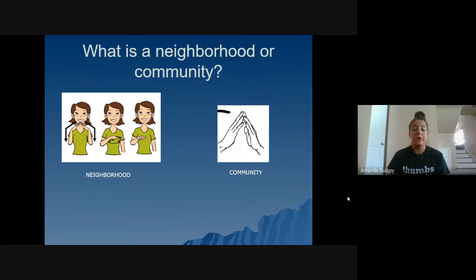We're going to start with neighborhood. It is house, area. So I would put this neighborhood under symmetrical because house is symmetrical, so house area. Community, it's up to you. It could be asymmetrical or symmetrical depending on how you sign it. Some people twist, so that would be asymmetrical, or if you just tap for community, it would be symmetrical. So it kind of looks like the roofs of the places in your community.